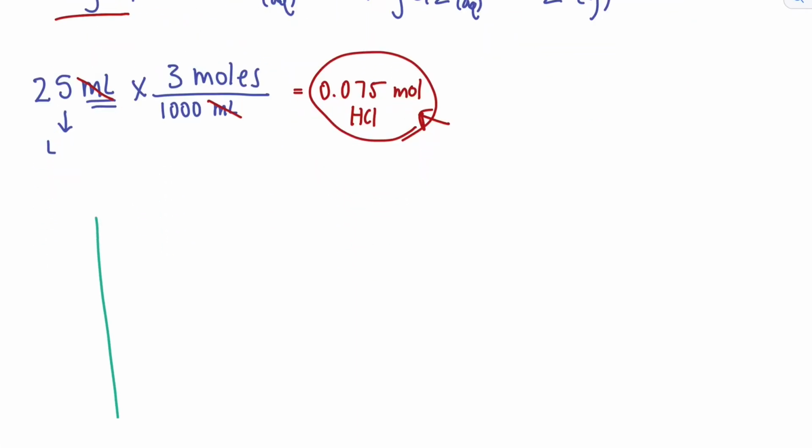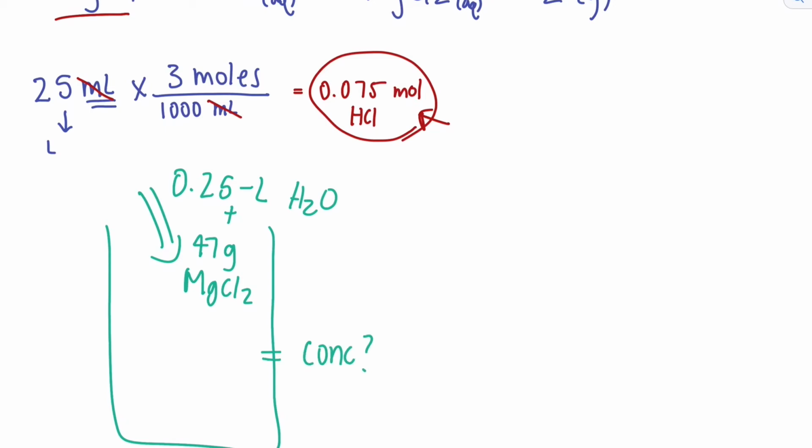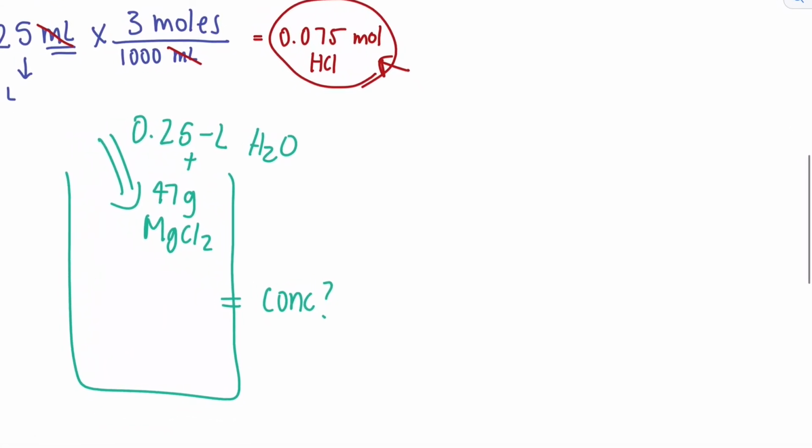So let's say you had a beaker, and into this beaker, you put 0.25 liters of water and 47 grams of magnesium chloride. What's the molarity? What's the concentration? Ultimately, you want your work to lead you to moles per liter. So you're going to have to do something with these two numbers. We have our 0.25 liters, so that unit is fine.